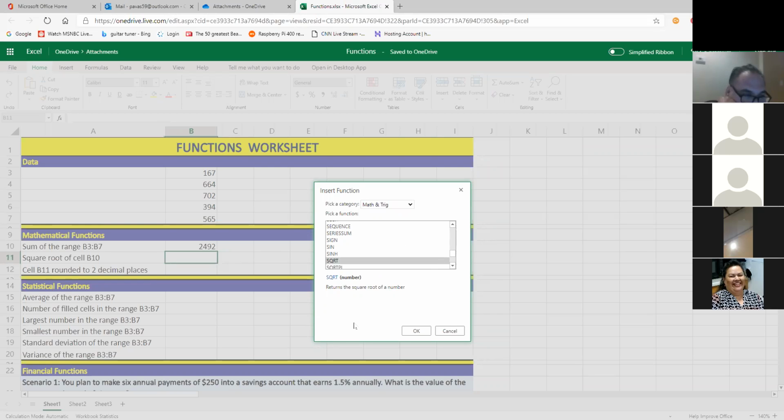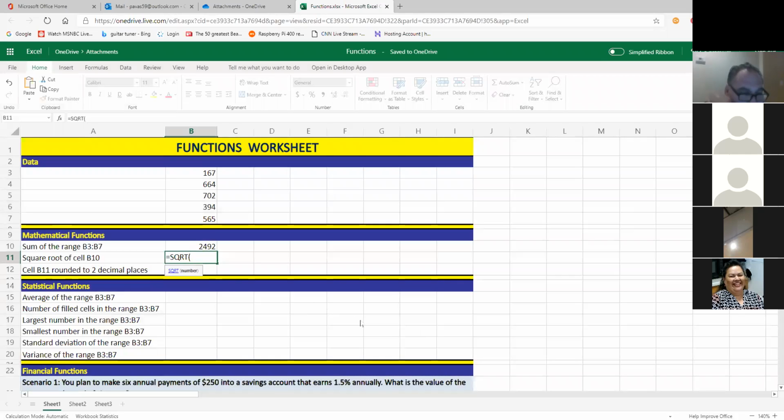SQRT returns the square root of a number. So it's actually SQRT, but you find it in the math and trigonometry section. So here it is, I'm going to click on it. There it is. It's going to be equals SQRT, parentheses, and then this number, B10. See that? So you close the parentheses, and it should give you the square root of that number.